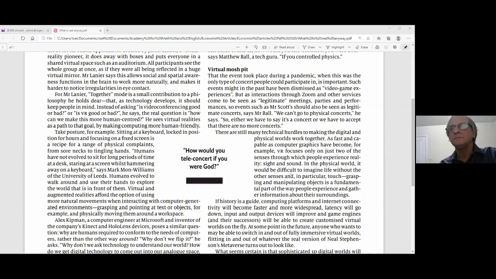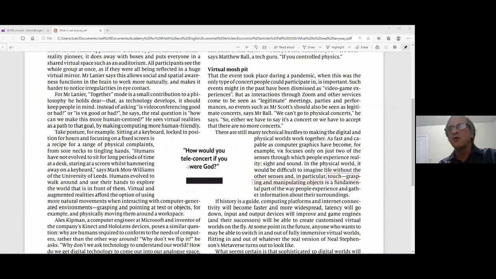In this physical world, it would be difficult to imagine life without the other senses, and in particular, touch. Grasping and manipulating objects is a fundamental part of the way people experience and gather information about their surroundings.